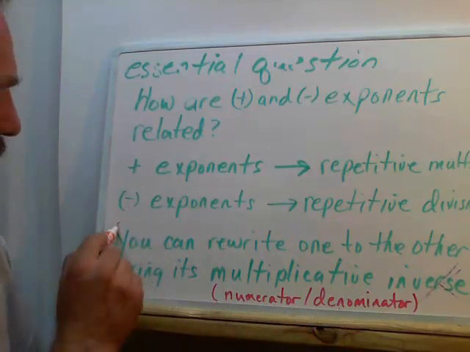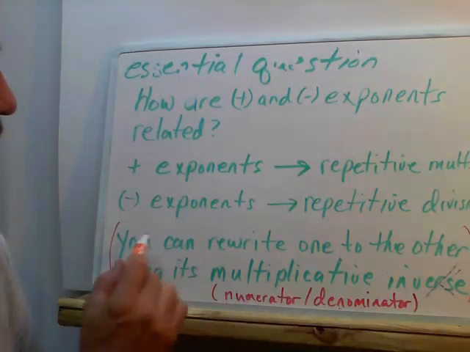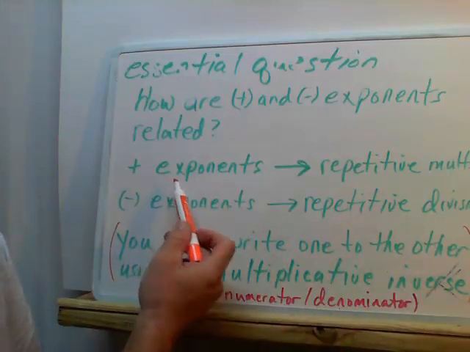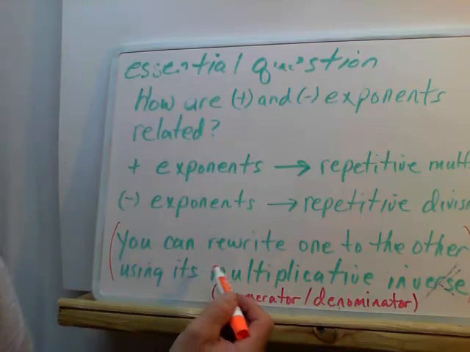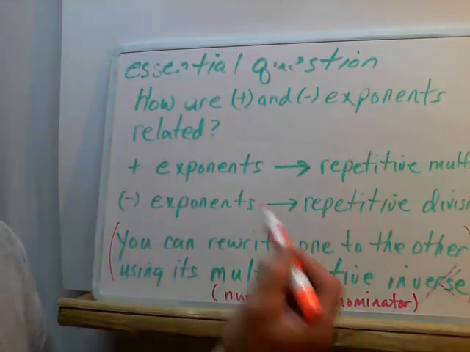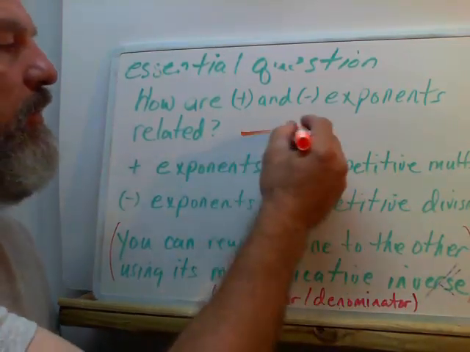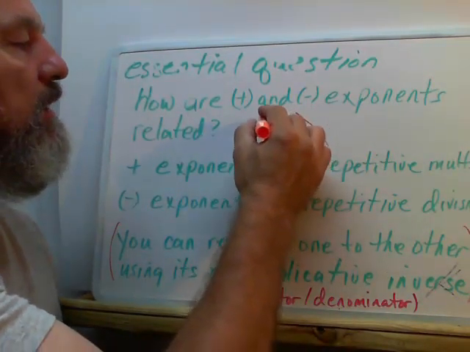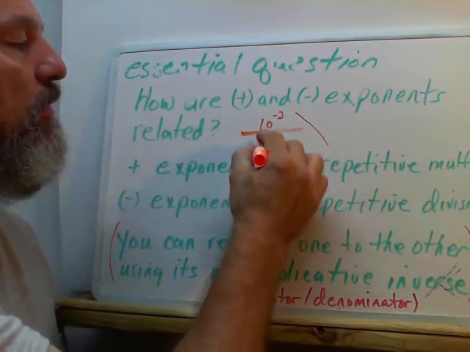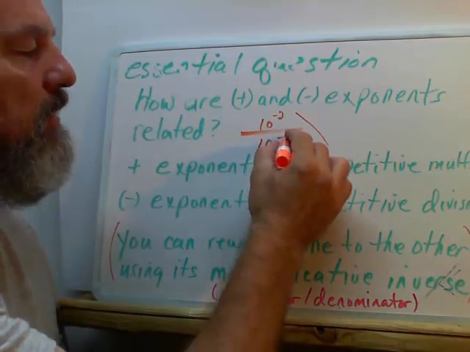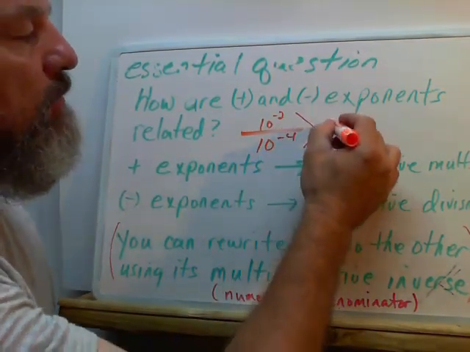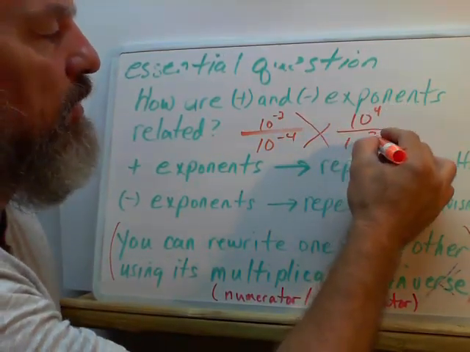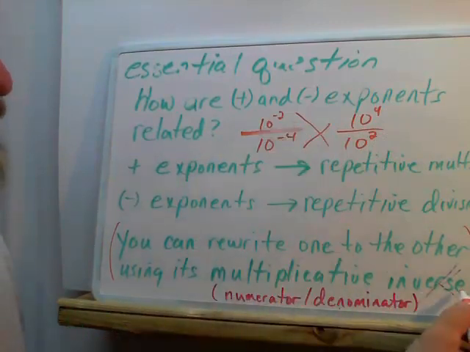And then the key statement here would be, you can rewrite one, for example, positive exponents, to the other, negative exponents, by using its multiplicative inverse. That was that thing we're talking about, switching from the numerator to the denominator. Like say if we had 10 to the negative 2 over 10 to the negative 4, we can change that by switching them up, and it becomes 10 to the positive 4 up here, 10 to the negative 2 here. This is multiplying by the multiplicative inverse.